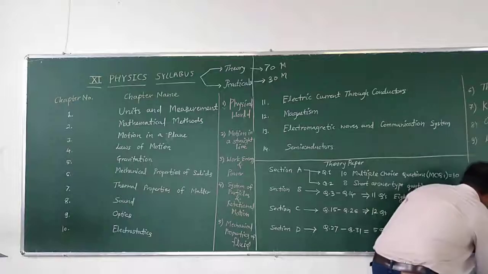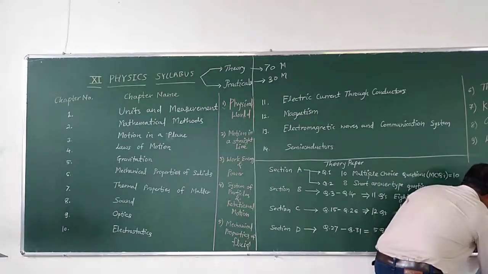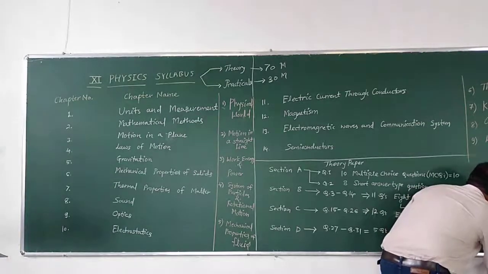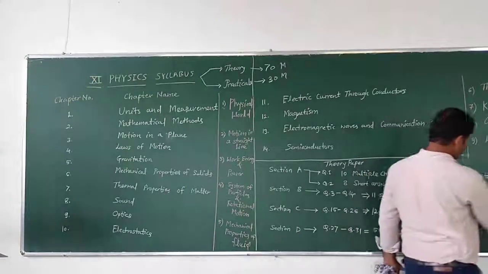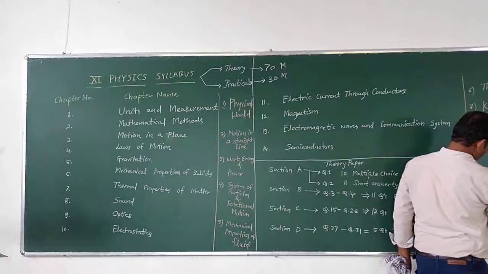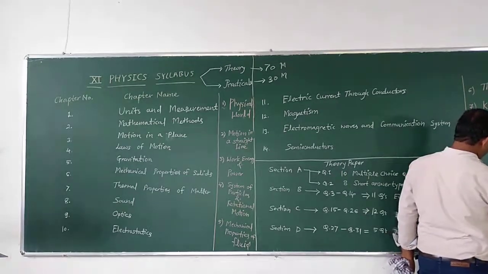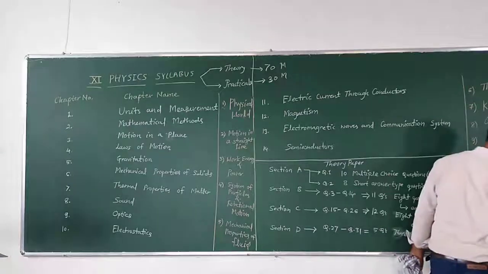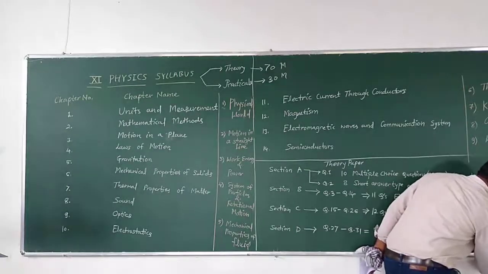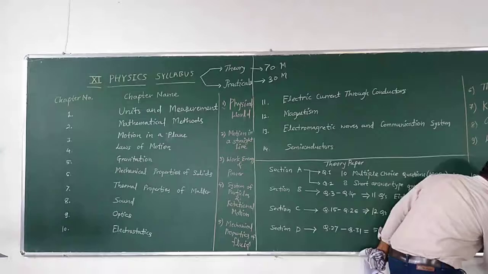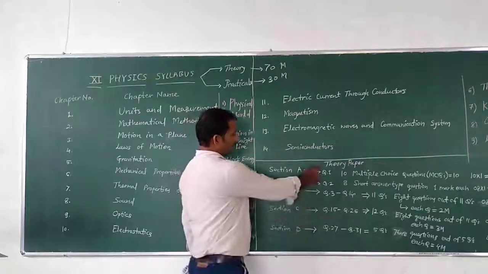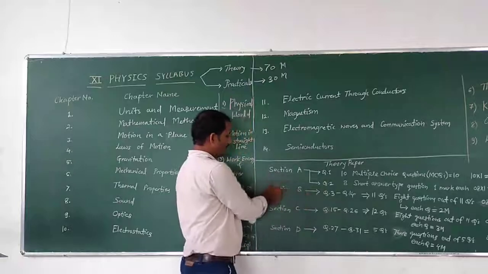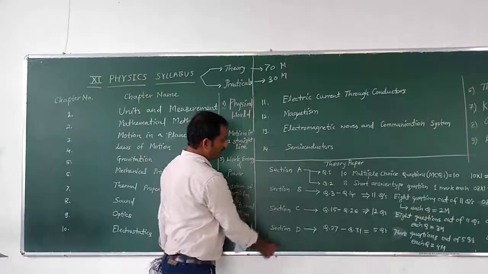So this is 3 multiplied by 4, 12. So calculate this. 18 plus 2, 20, 30, 30 plus 40, this is 70. So this theory paper is divided like this. So section A, section B, section C, section D.